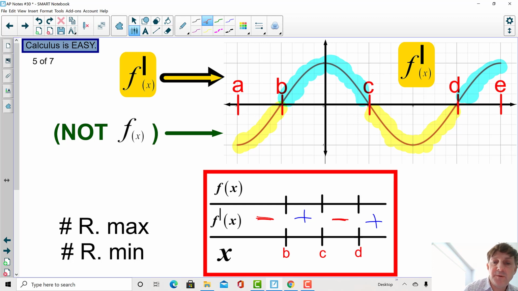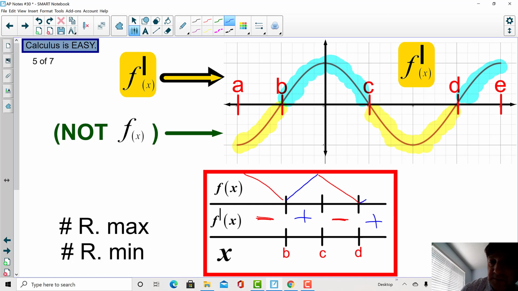Now what that means for our original function is that if our derivative is negative, our original function will be decreasing. And where our derivative is positive, our original function is going to be increasing. So we're looking for a relative max or a relative min. We can see there's a relative max when x is c, and we get a relative min when x is either b or d. And that's it.